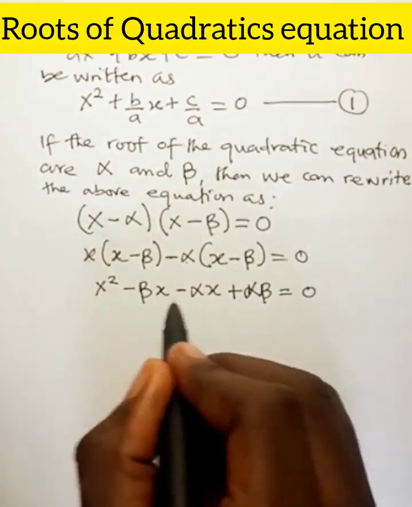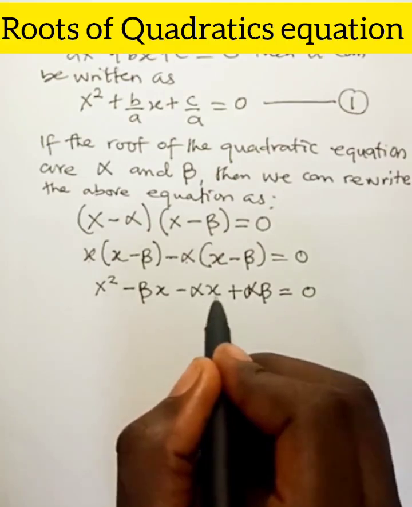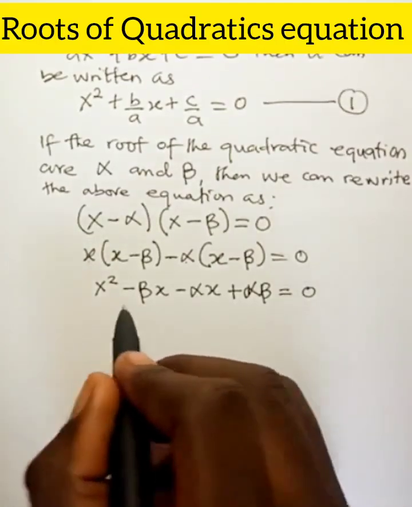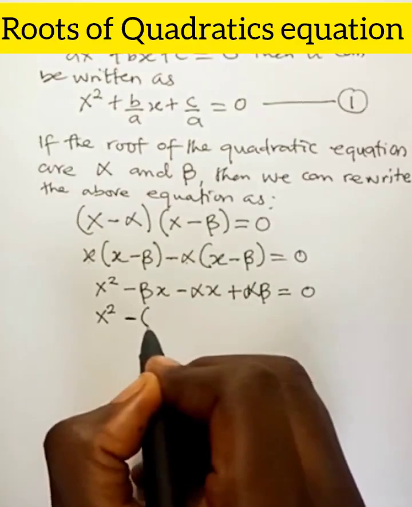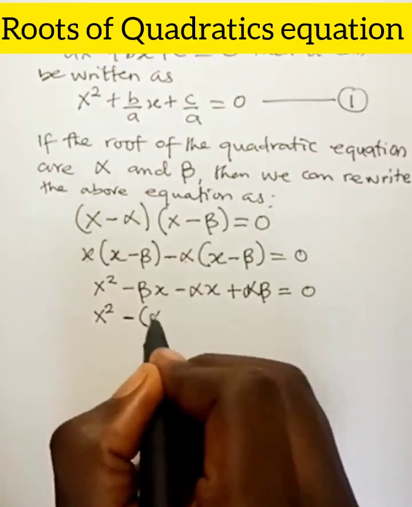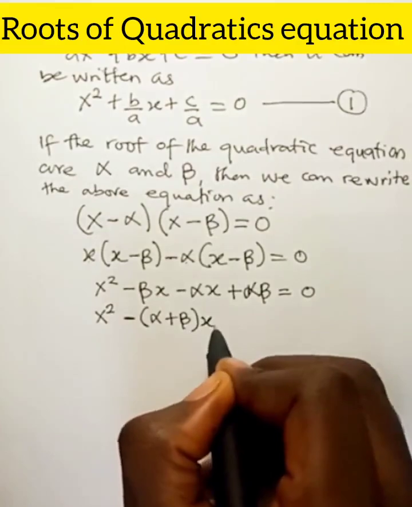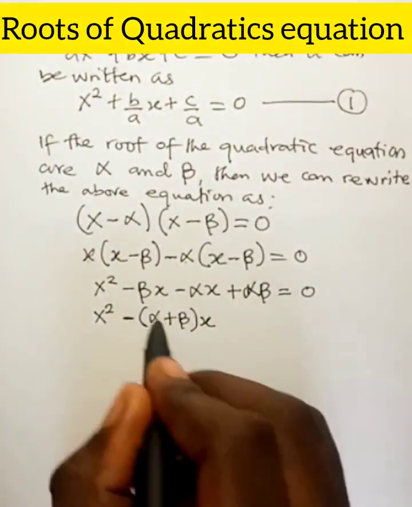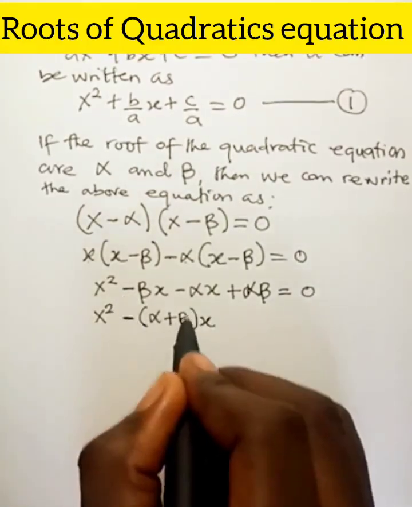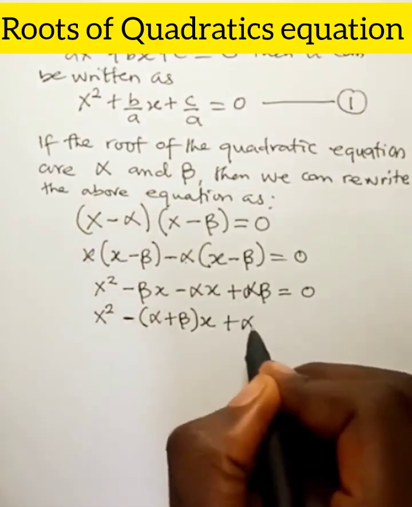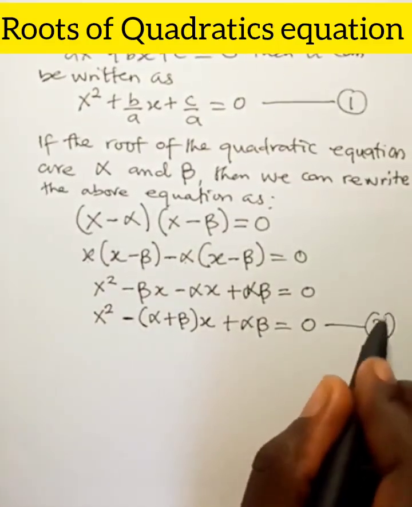If you look at the middle term here, both have variable x. Beta has variable x, alpha has variable x. So if I factor it out, I will have minus into alpha plus beta, then factor the x out, I will have x here. If I open this bracket back, I will have this times this, I will have this back. This times this, I will have this back. Then plus alpha beta equal to 0. Then we can call this one equation 2.